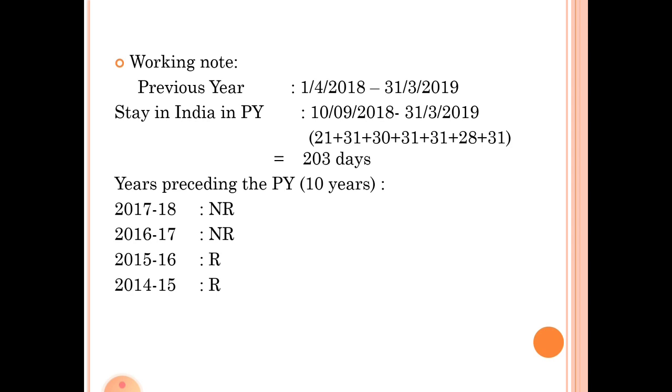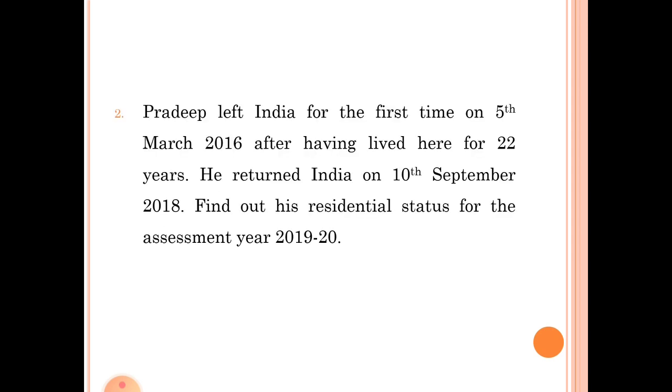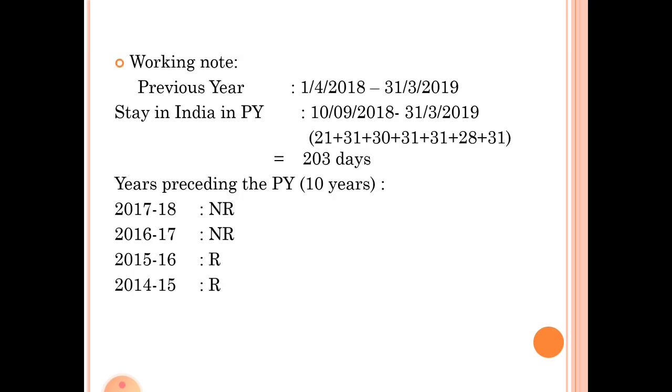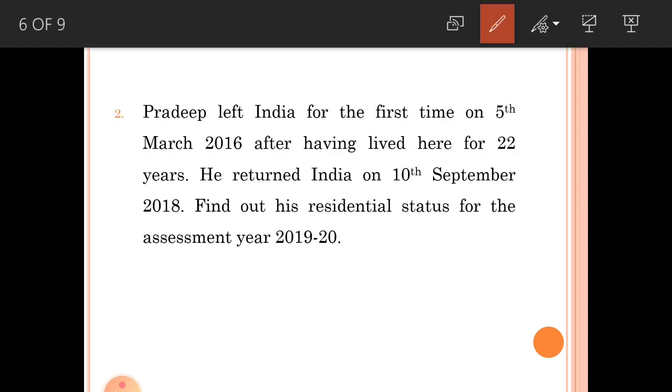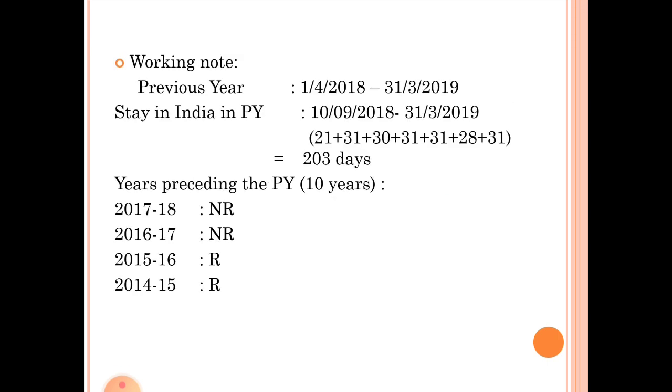For our calculation, previous year is 1st April 2018 to 31st March 2019. His stay in India in previous year is from 10th September 2018 to 31st March 2019. 10th September 2018 is the date of return to India. See here, date of return to India, 10th September. And he stayed 203 days in the previous year.